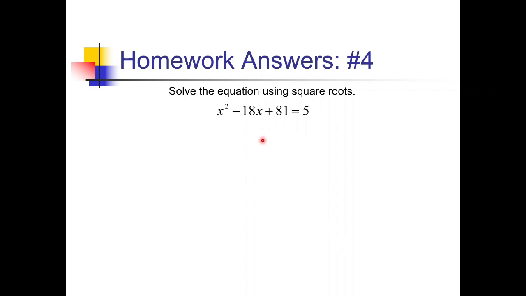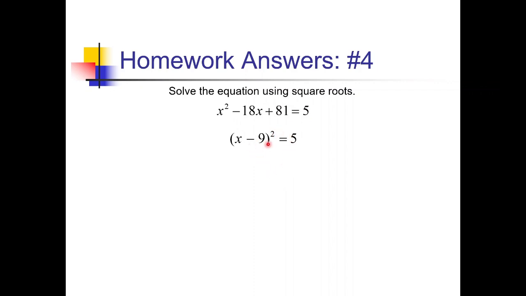To solve this equation using square roots, let me first factor this left side, which is a perfect square trinomial, into a squared binomial. So basically, square root the first and last thing and stick it in a squared parentheses. So square root of x squared is going to be x. Square root of 81 is 9. I'm going to use the sign of this middle term here, so minus 9, quantity squared equals 5. And just to double check, 2 times x times negative 9, 2ab in other words, does give me negative 18x. So this is the true factorization.